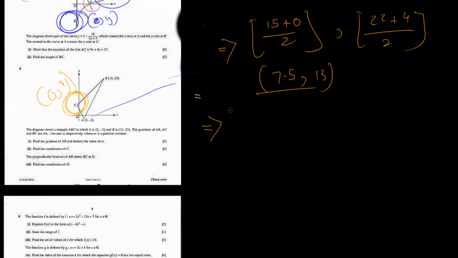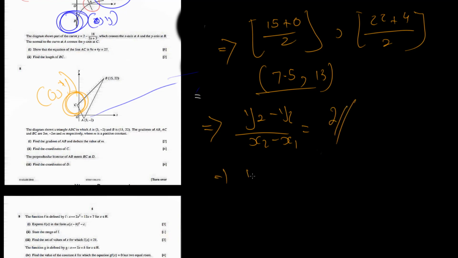So let's find the gradient of the perpendicular line. Now I have the coordinates of B and I also have the coordinates of C. So I can use my formula y2 minus y1 over x2 minus x1 to find the gradient of B to C, which is already given in the question to be 2m. With m as 1, the gradient of B to C is basically 2.